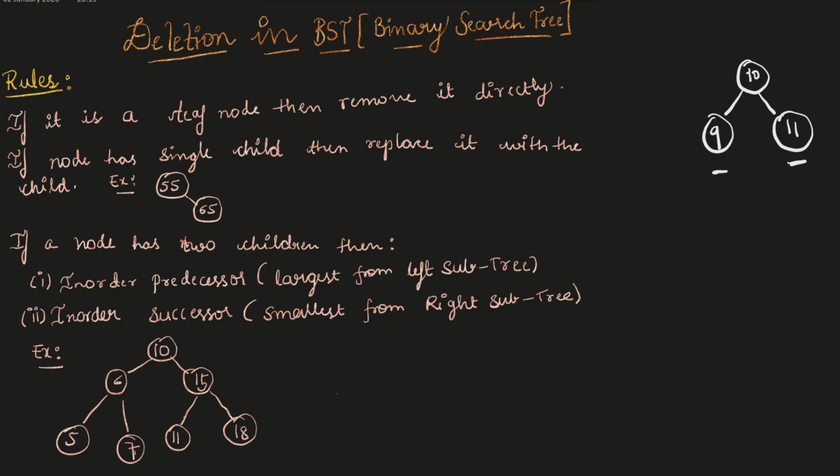So if we want to remove any of these numbers, if we want to remove 9, then we'll directly remove this element from here. Then that tree would become 10 and 11. Suppose we want to remove 11 from here and keep 9 over there, then this would be 10 and 9.